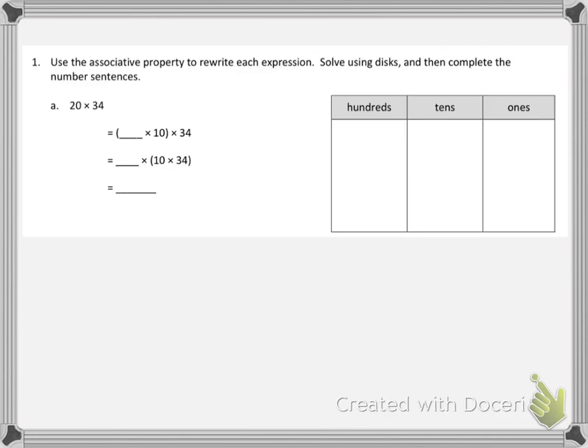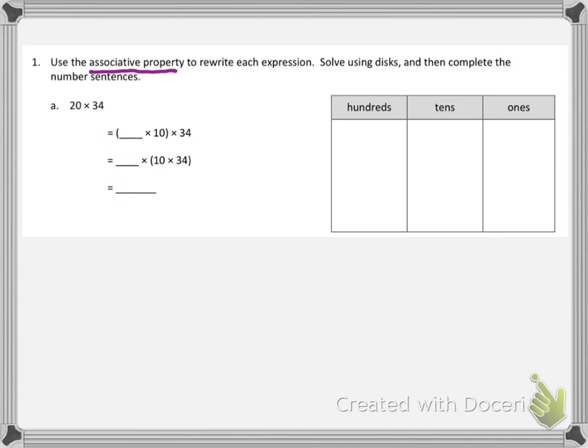Use the associative property to rewrite each expression, solve using disks, and then complete the number sentences. So we have done associative property. That is where we get to take a multiplication problem and move it around and regroup it so we can multiply it quicker and break it down step by step. But we're going to be using the place value disks to represent the associative property and how we did this.